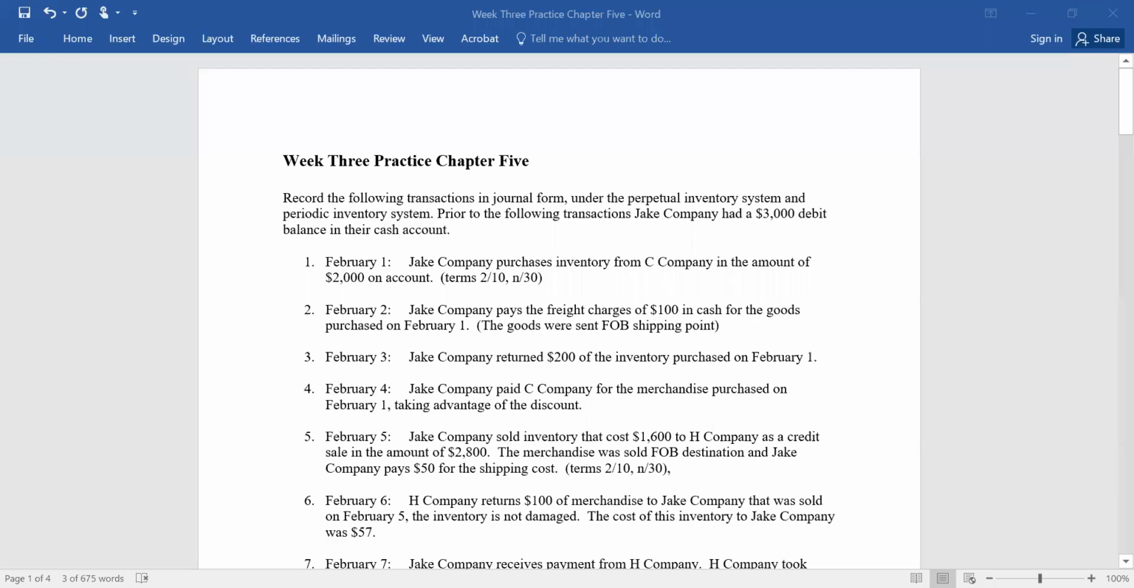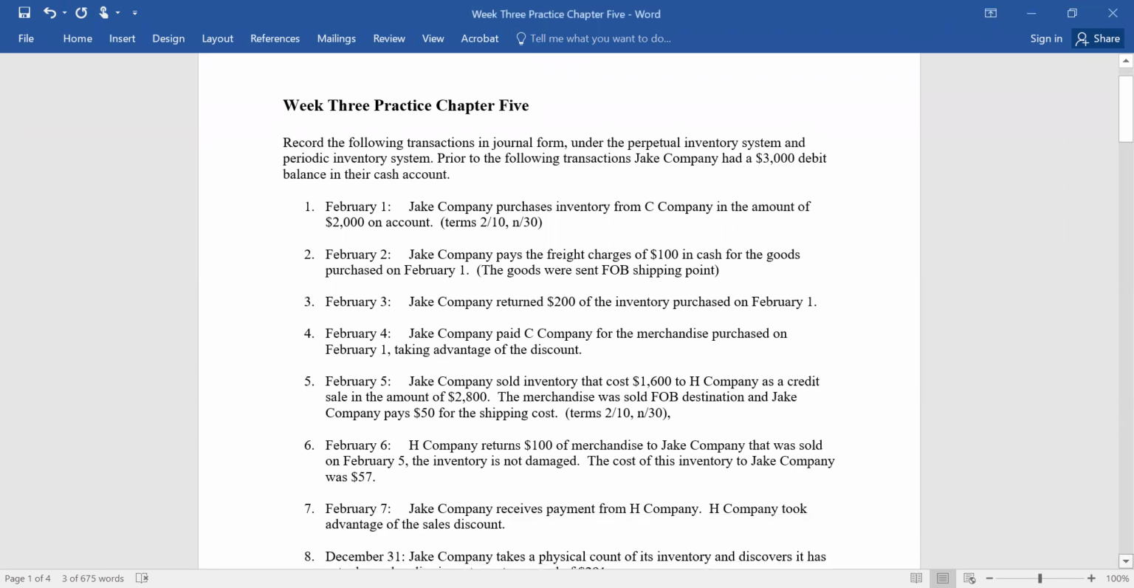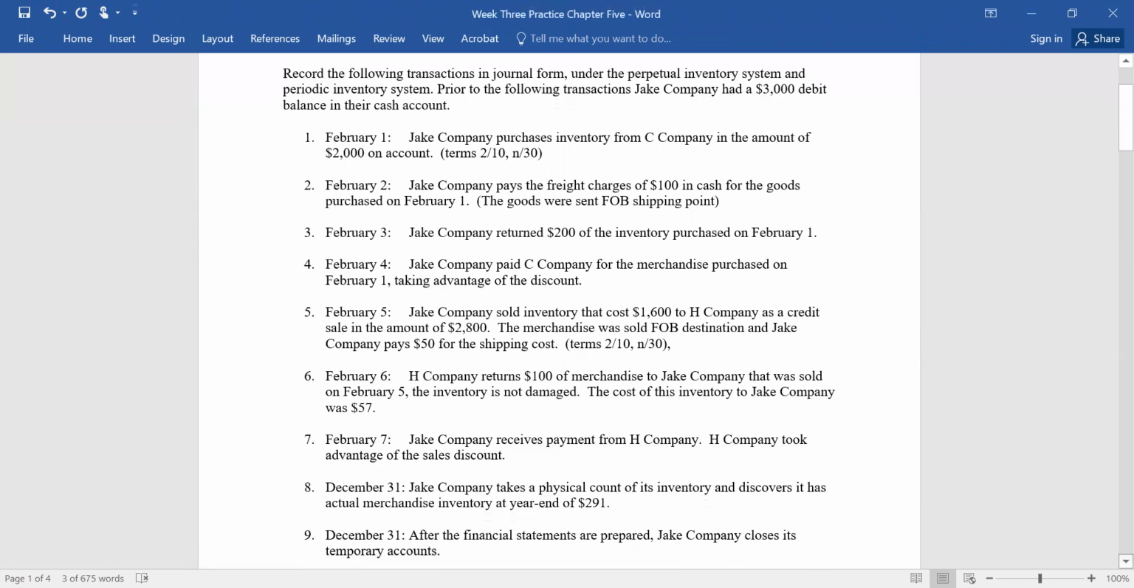So I'm just going to go over some journal entries for the perpetual and then later the periodic inventory system. That's the first thing I'm going to do. But before I do this, you're going to see this. I have this attachment in this discussion.